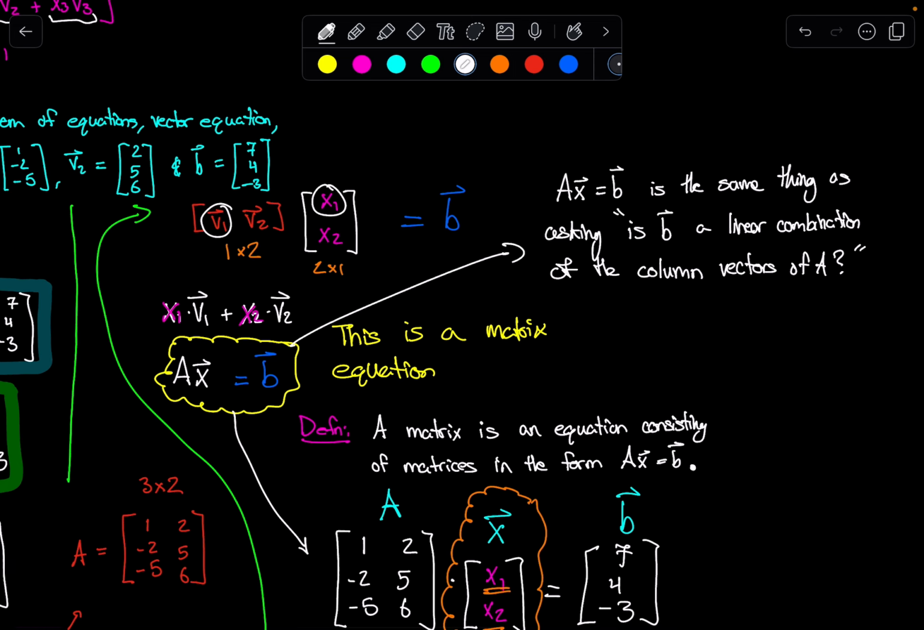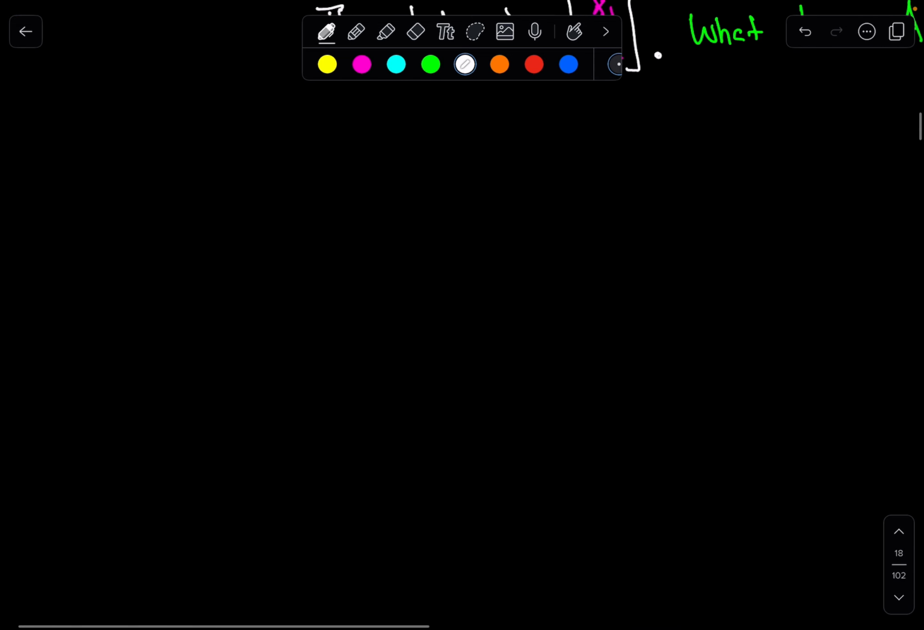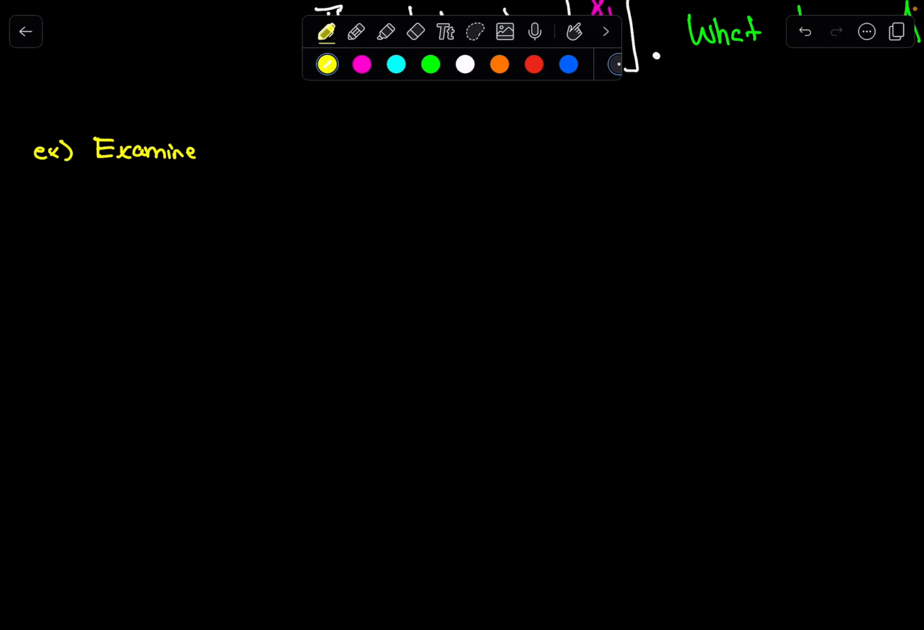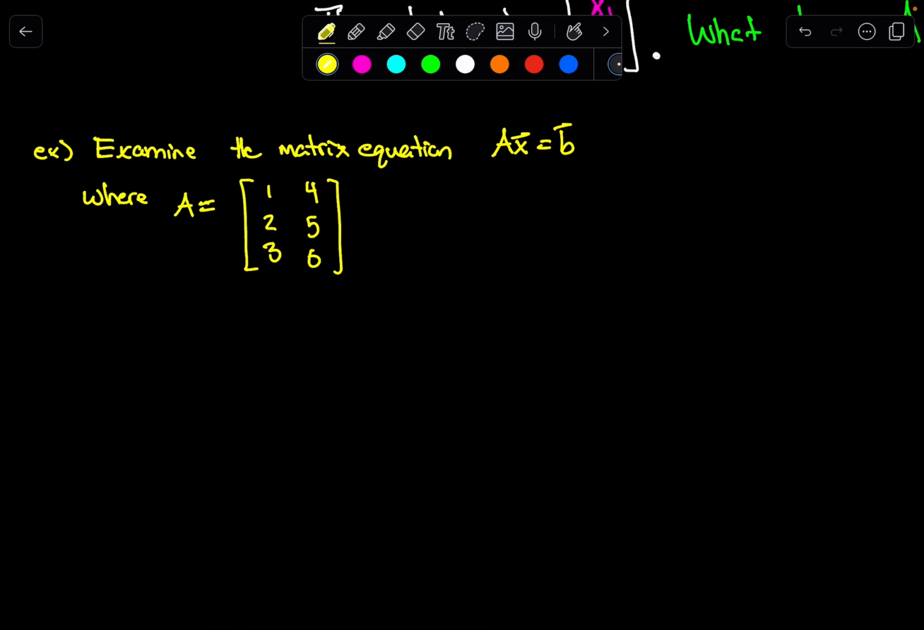Now, why is that interesting to us? Well, maybe it's about time that I just crank out an example really quick. So let's examine the matrix equation AX equals B, where, let's just make one up, A is going to equal 1, 2, 3, 4, 5, 6, and B is equal to 7, 8, 9. What information can we get from this?